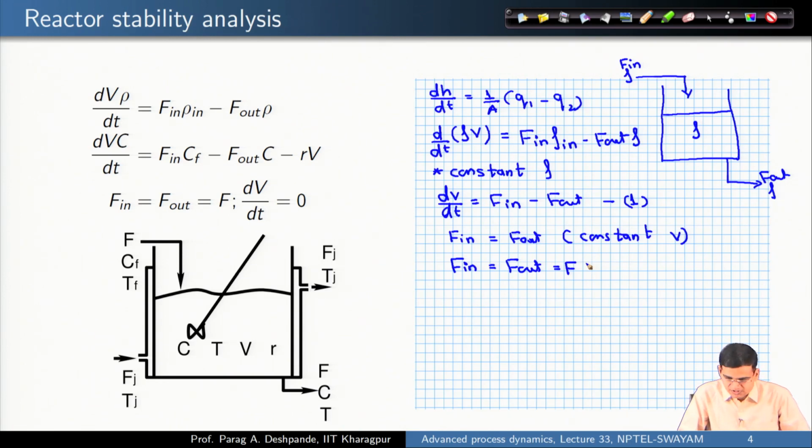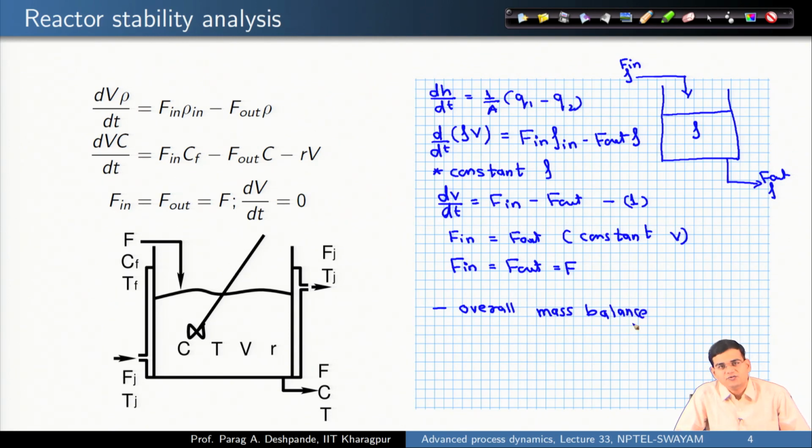Fine. So, this was the overall mass balance. What we can now do further is do a component balance.